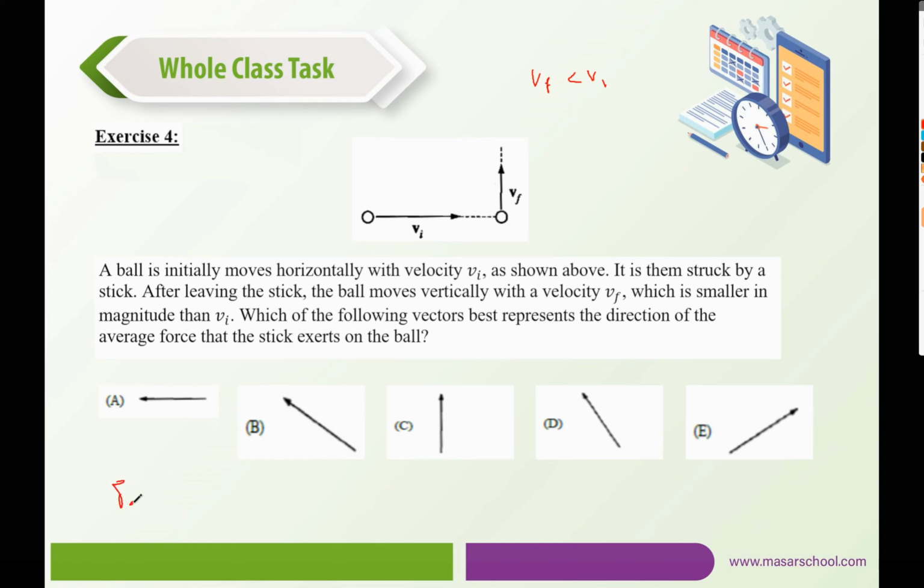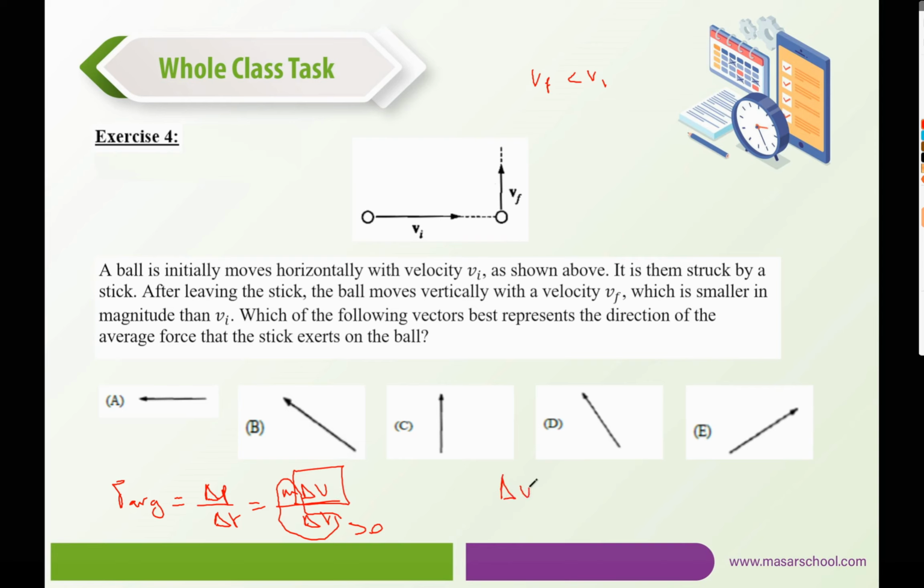We know that the average force is given by delta P over delta T, but delta P is m delta V divided by delta T. Then basically the direction of the average force is the same as the direction of delta V, because m and delta T are positive scalars. So F average has the same direction as delta V.